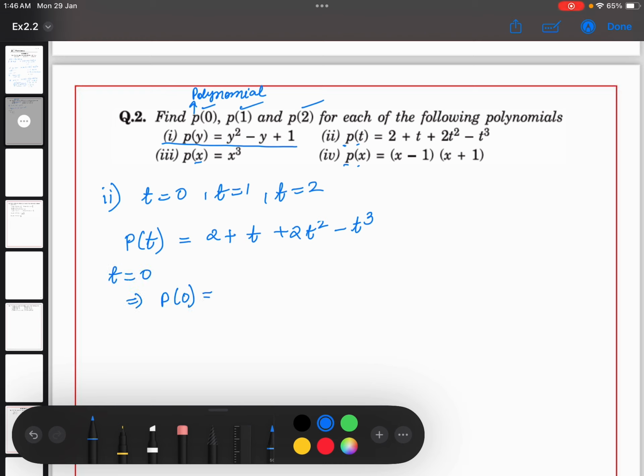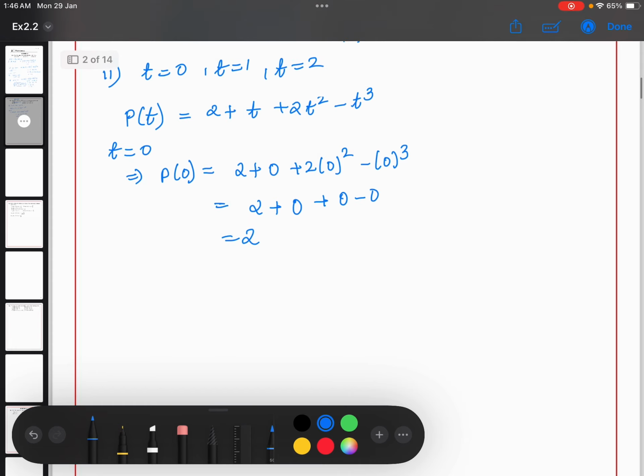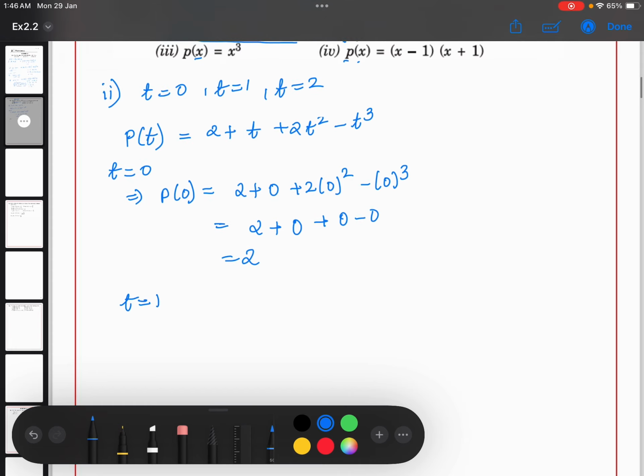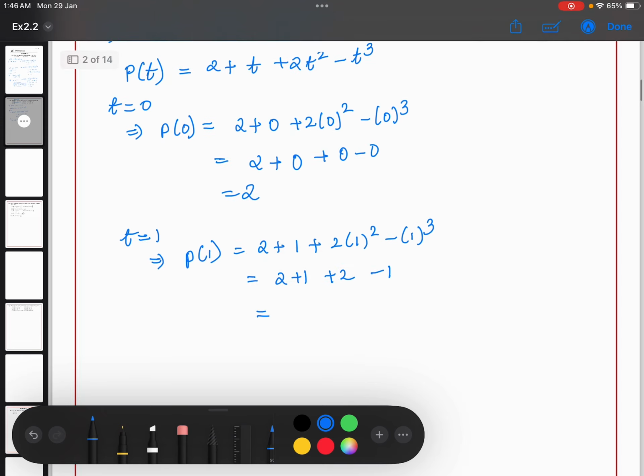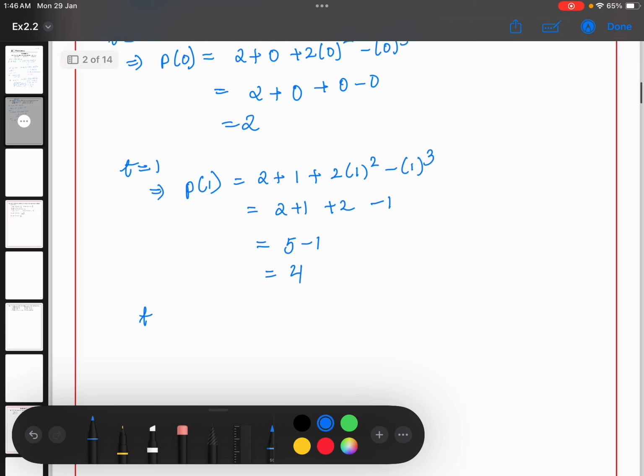So when t is equal to 0, we get p of 0 equal to 2 plus 0 plus 2 into 0 square minus 0 cube, equal to 2 plus 0 plus 0 minus 0. So your answer is 2. Similarly, for t equal to 1, you'll get p of 1 equal to 2 plus 1 plus 2 of 1 square minus 1 cube, which is going to be 2 plus 1 plus 2 minus 1. You can first add this up, so it's going to be 5 minus 1, and your answer should be 4.